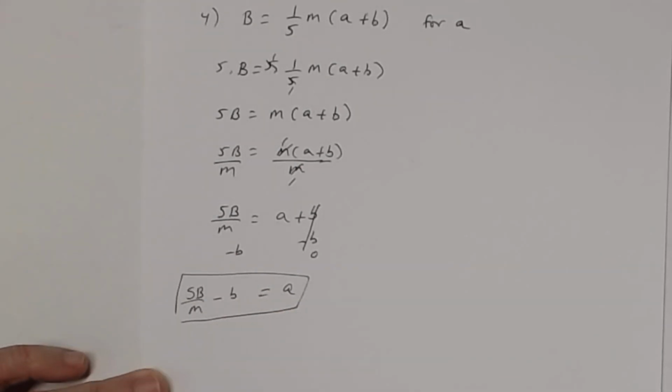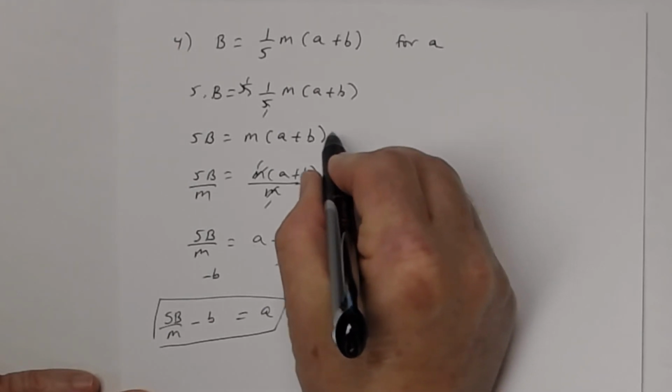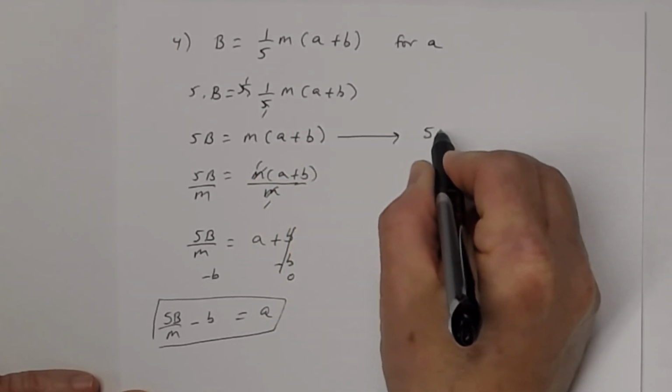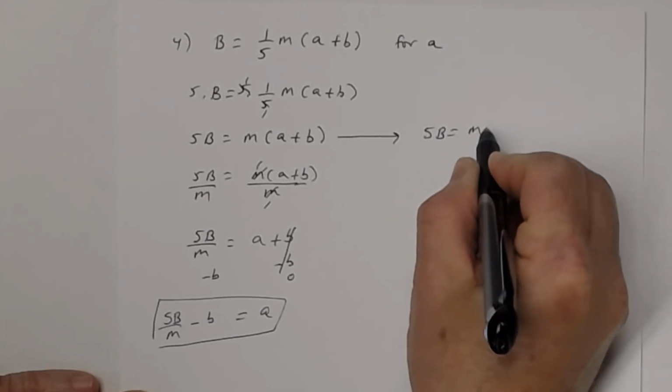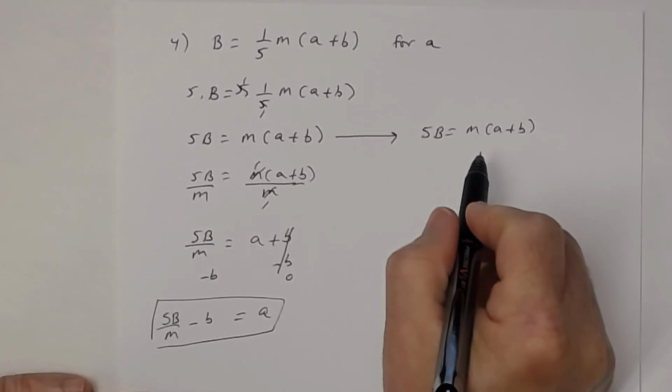So that's one approach. Now let me show you something else that some students would have done. Okay, see right here where we had this little part here? I'm going to rewrite this over. 5b equals m times a plus b. What some students probably did was this.